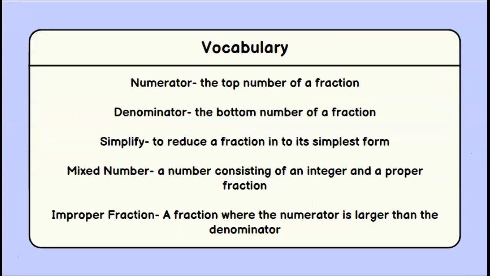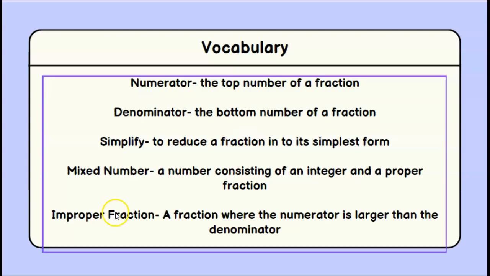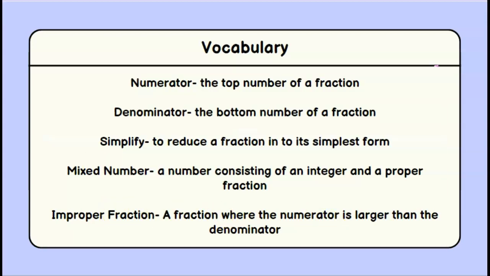Some vocabulary that will be important to know is numerator, which is the top number of a fraction, and the denominator, which is the bottom number of a fraction. Simplifying means reducing a fraction to its simplest form. A mixed number is a number consisting of an integer and a proper fraction. And finally, an improper fraction is a fraction where the numerator is larger than the denominator.